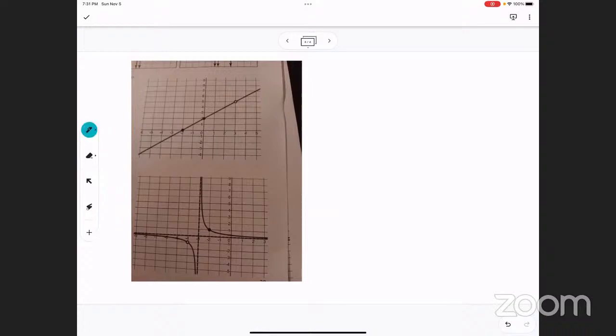Next, these ones are a bit easier. The tricky part about this one is there are no vertical asymptotes, but you do have a hole. So when you have a hole at 3, 5, that implies that x minus 3 is a factor on the top and the bottom. So when I'm writing my equation, I'm going to write x minus 3 on the top and x minus 3 on the bottom. That's how I got that hole.